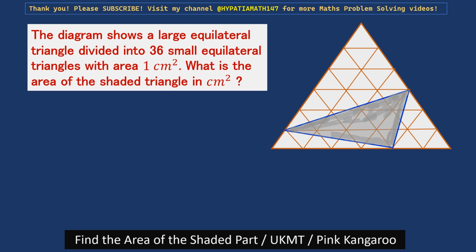So now they have given us the area of each of the smaller triangles is 1 centimeter square, and so the area of the entire triangle would be 36 centimeters square. And if somehow I could find the area of these white parts and then subtract it from 36, then I should get the area of the shaded part. So that's what I did. That's the logic.